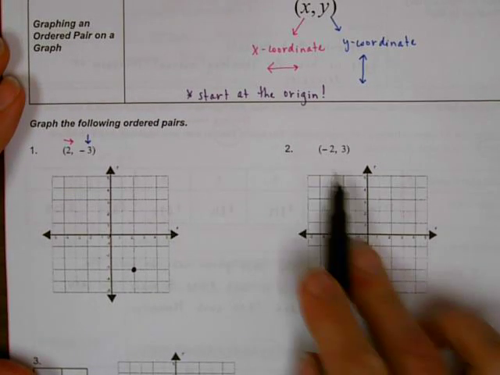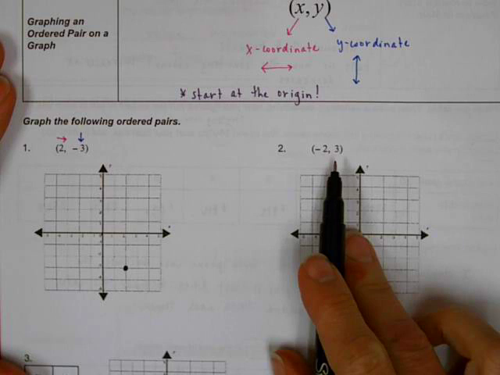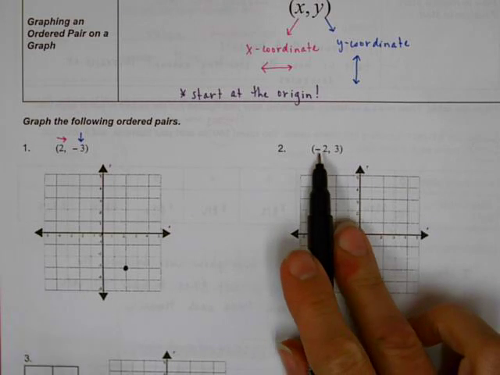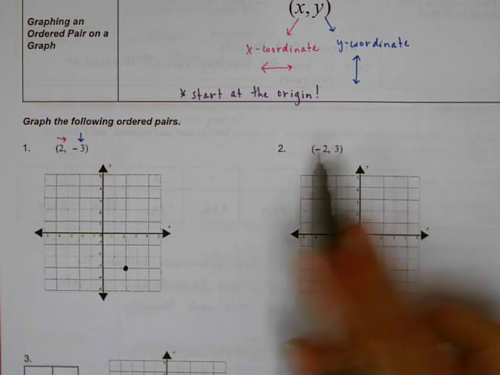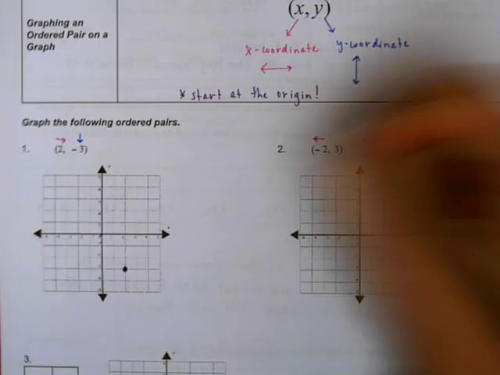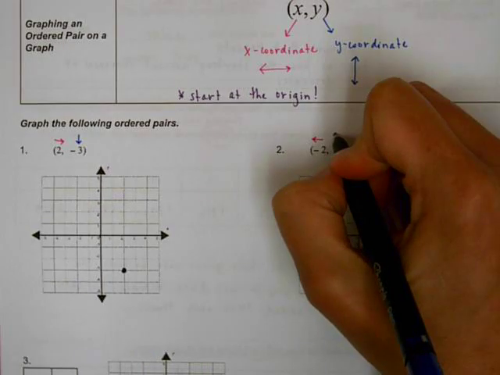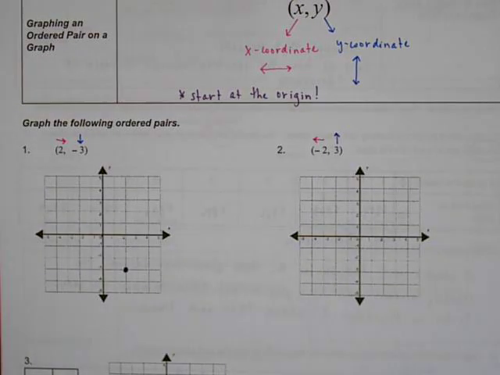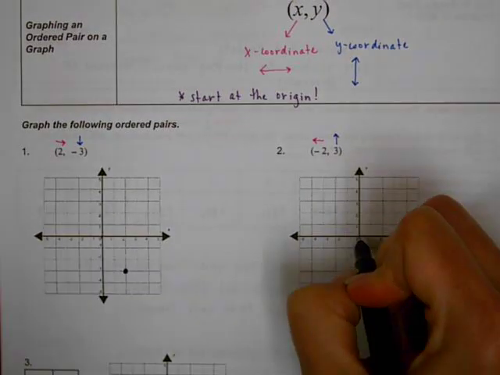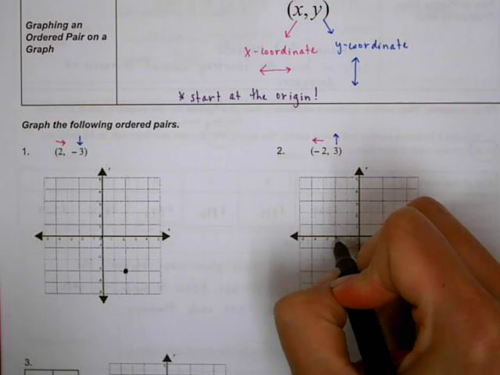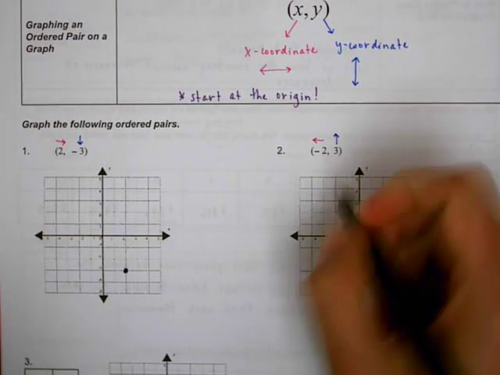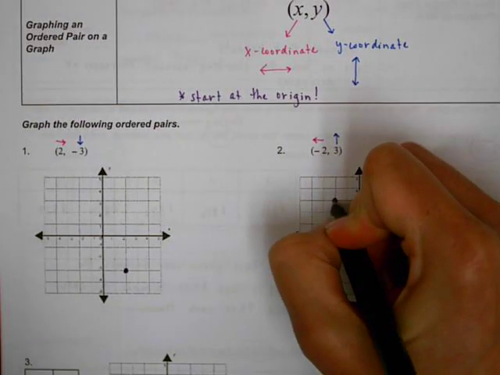On the other hand, here we have -2, 3. In this case, my x coordinate's negative, so that tells me to go left. My y coordinate is going to tell me to go up because it's positive. I still start at the origin. I'm going to go left 2 and up 3 and plot my point.